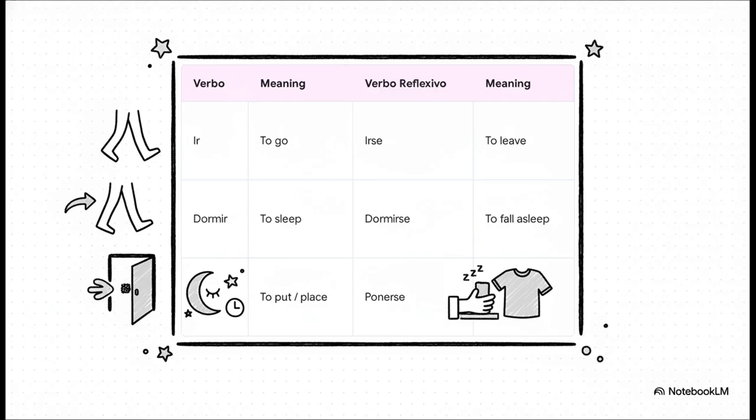Okay, listen up, because this right here is a pro-level tip that will unlock so much for you in Spanish. Sometimes, making a verb reflexive doesn't just reflect the action, it completely changes the meaning. Look at this. Ir means to go, but irse means to leave. Dormir is to sleep, but dormirse is the specific moment of falling asleep. That little se is a total game changer. It literally turns one verb into a whole new one.